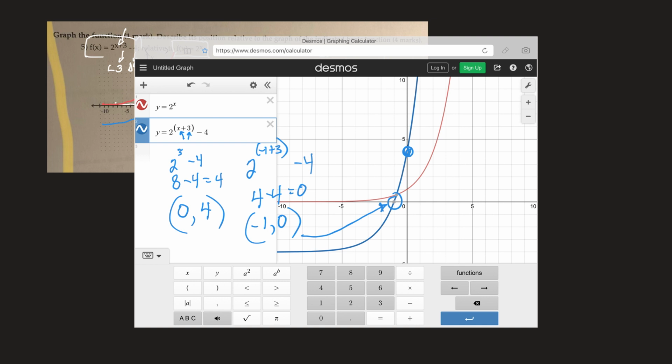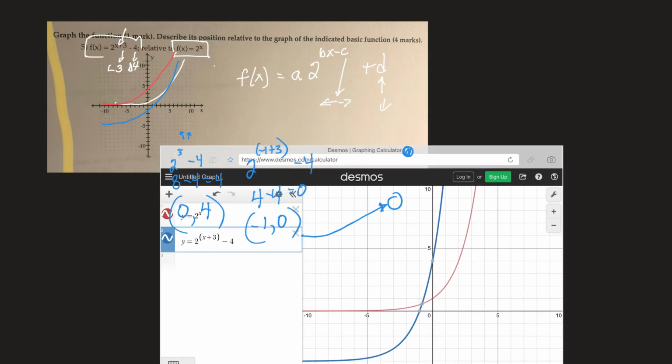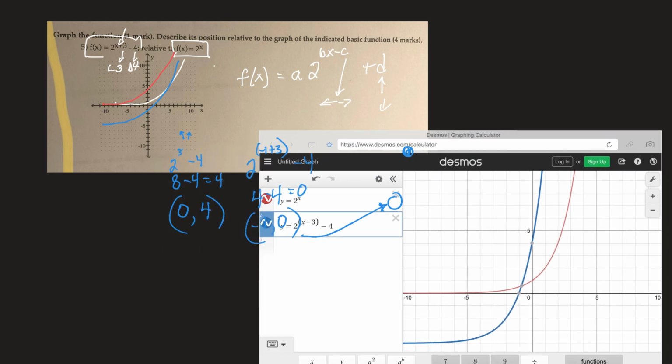But my main thing, like I said, is I'm wanting you to look at it and be able to identify and say, that's moving it left 3, that's moving it down 4.